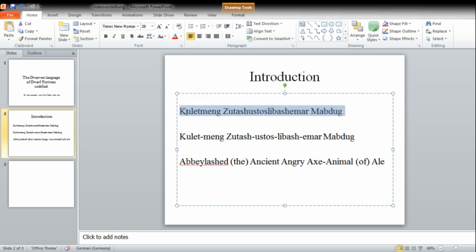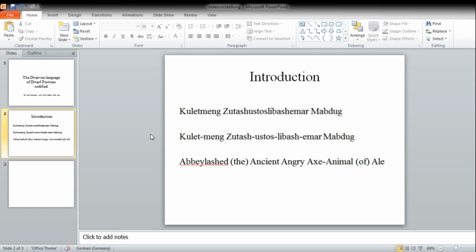So here's an example fortress name. Kulitming Zutashus. Well, I can't read that. Also, another thing about the language is that it has no pronunciation rules because it's not meant to be pronounced. It's meant to be read. It's just text in game. So you can pronounce whatever you like. Zutashustos libashemar mabdug, whatever. Now, you can see how I've separated it into its component words here.